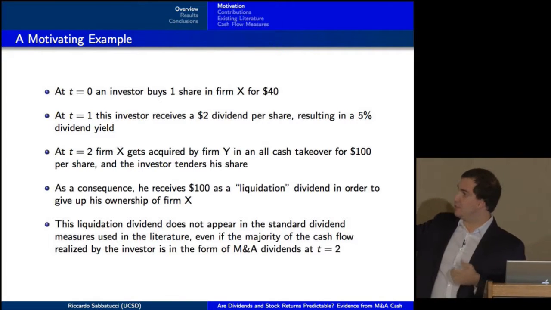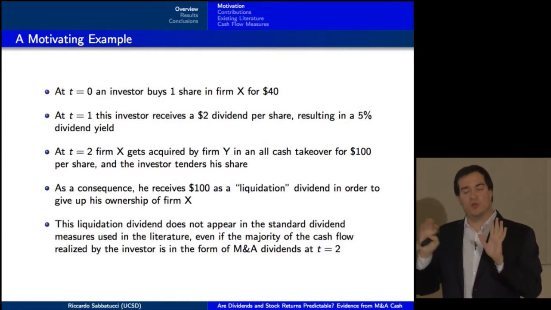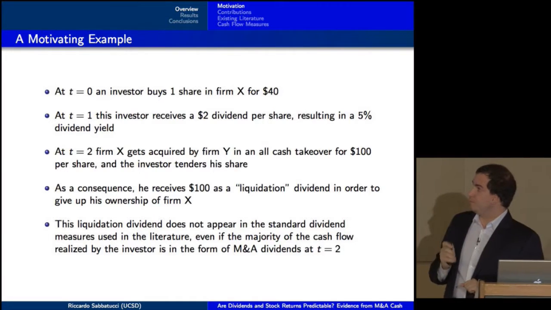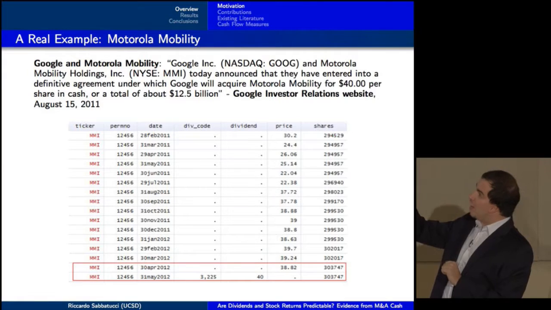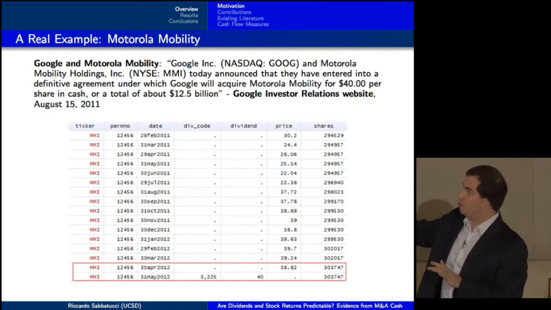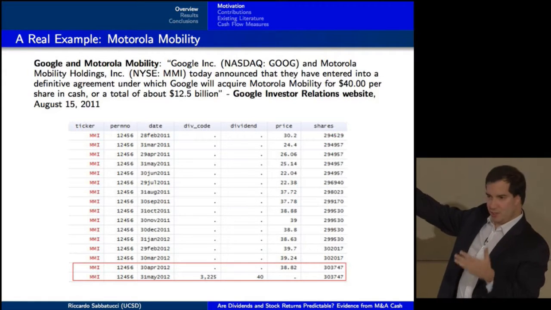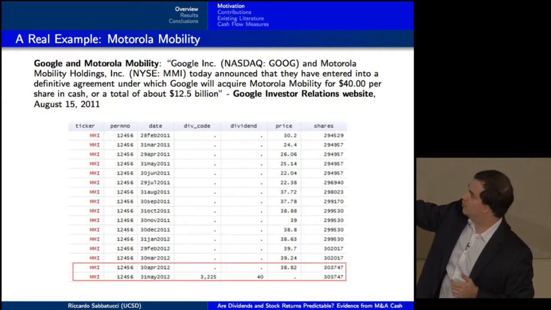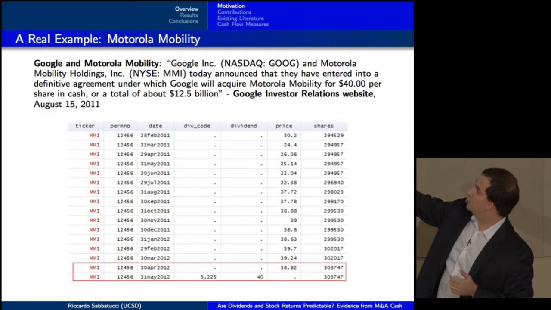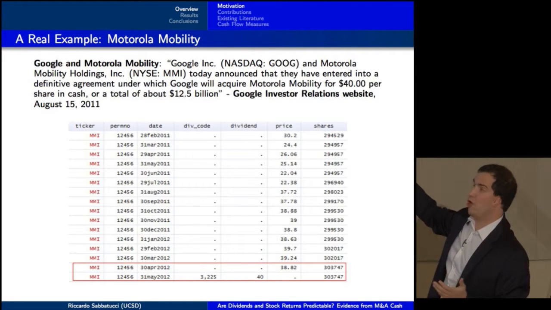And this liquidation dividend does not appear in the standard dividend measure that is often used in empirical papers, and I will talk about this later. A real example: Google and Motorola Mobility. Google announced the acquisition of Motorola Mobility, both public firms, in August 2011. This is an extract from CRSP of the time series of Motorola Mobility, and you can see that in the month of the announcement, August, the price jumped close to 40, which was the price per share offered to Motorola Mobility shareholders.